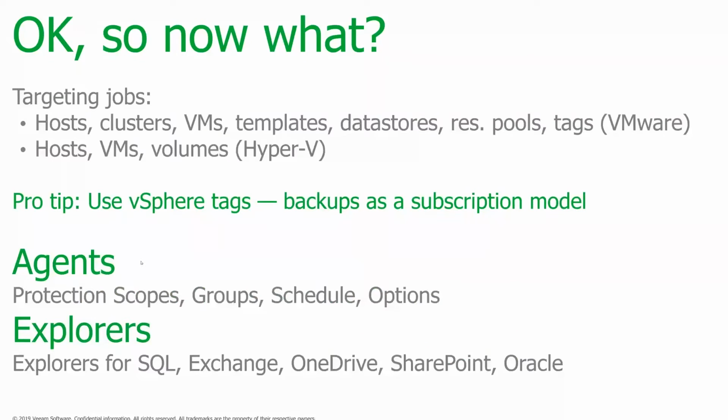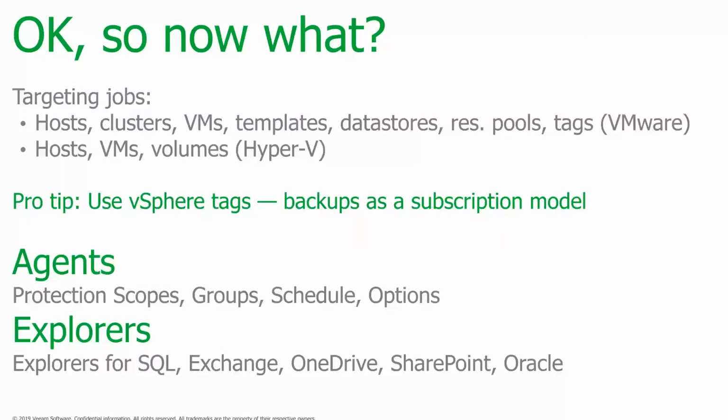For agents, you can cover things like protection scopes, the groups, the scheduling, and all of the options for any guest applications that you have inside of there. And again, like I said earlier, for the explorers, we can cover SQL, Exchange, OneDrive, SharePoint, and Oracle. Unfortunately, there is not code coverage for the storage snapshots explorers, as was asked earlier. That would be fantastic, but it's just not there quite yet.